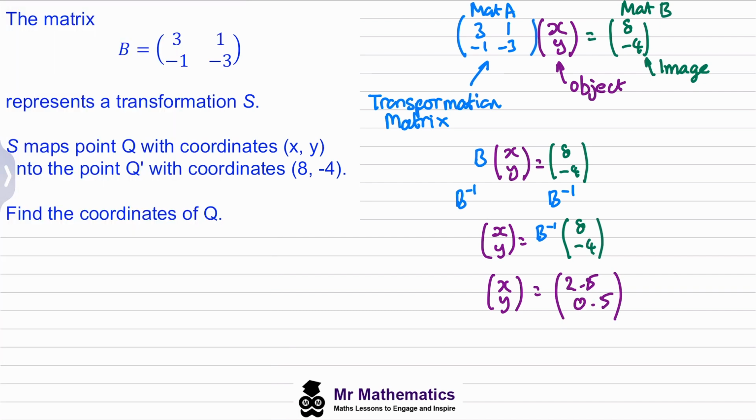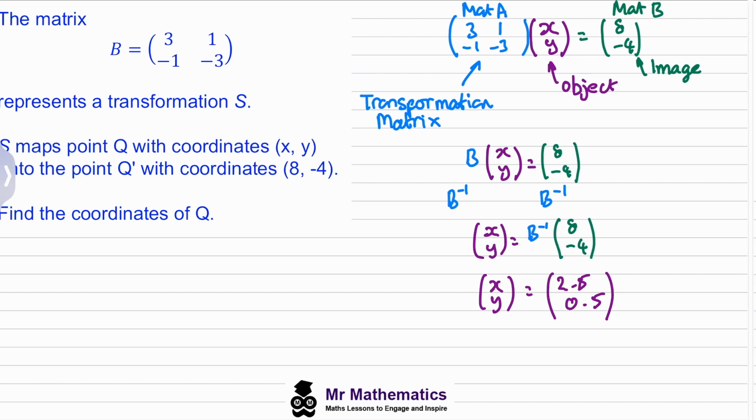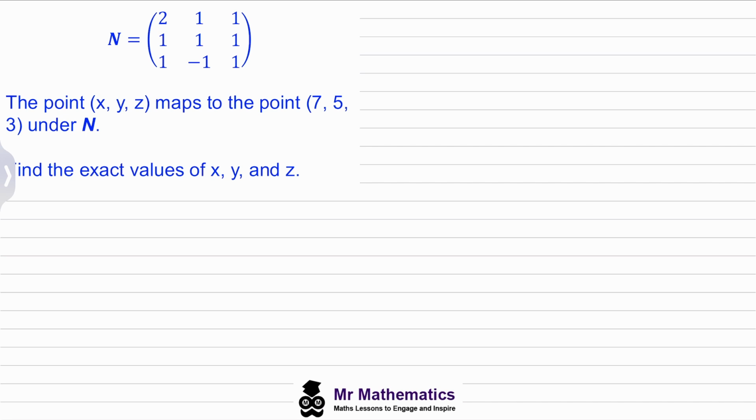So in our next question, we're going to find the inverse of a three-dimensional transformation. Okay, so in this question, we've been given that N is this 3x3 transformation matrix. The point xyz maps to the point 7, 5, 3 under this transformation. We've been asked to find the exact values of x, y, and z. So perhaps you want to try this question yourself. You can pause the video, and when you come back, we'll go through the worked solution.